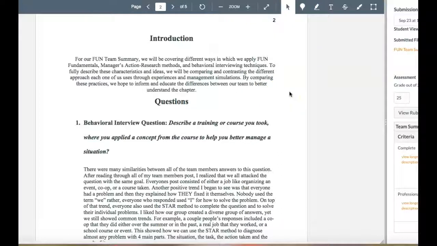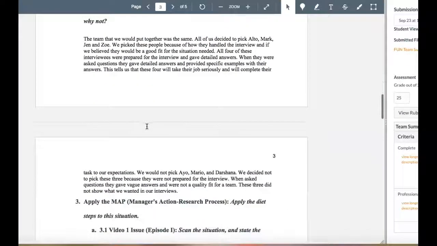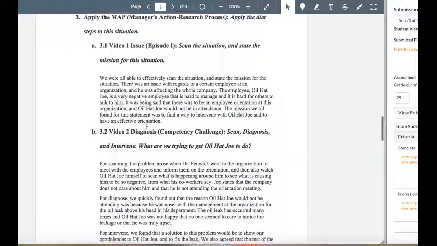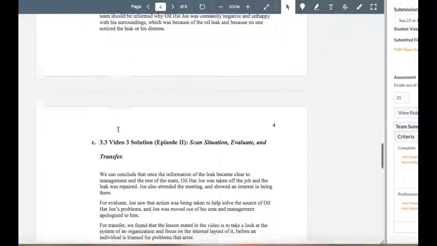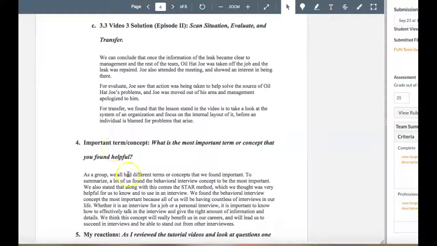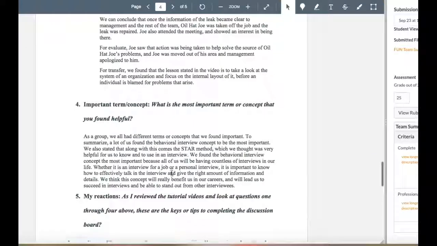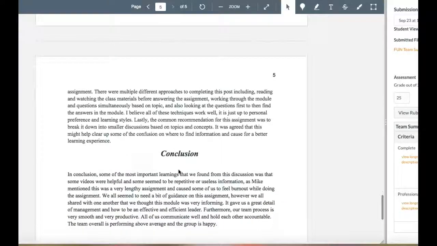Nice job, Splash. You can see they summarized their behavioral interview question. They emphasized the importance of STAR. Then they summarized IDC West and what they did there. They went down to Oil Hat Joe, and in the same way they used DIET in their summary, which was really good. For their important term or concept, they focused on STAR, which I agree with. STAR, DIET, and the organization as a system were the big takeaways. And then they summarized their reactions and wrote a conclusion. So BYP and Splash were best practices for team summary.